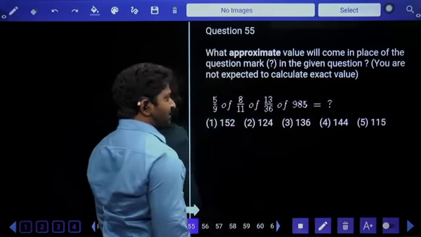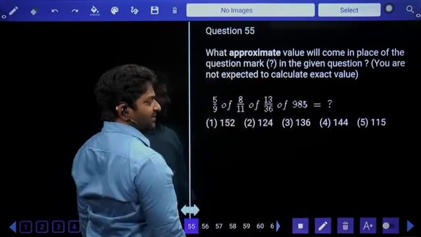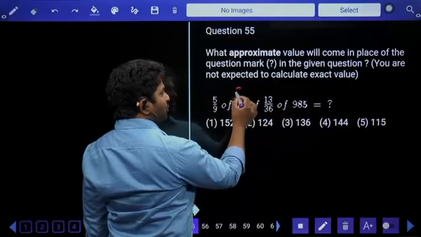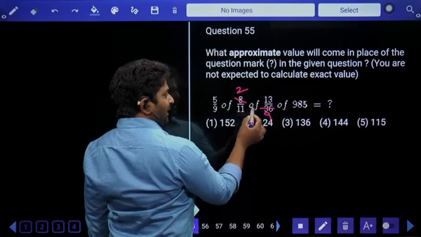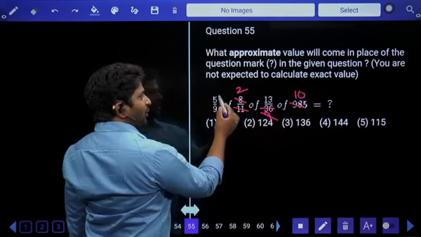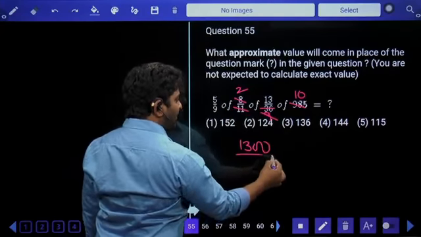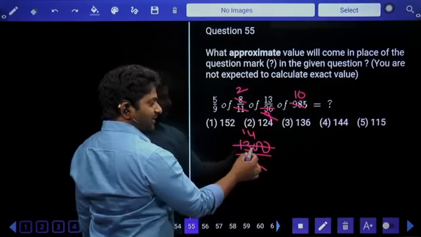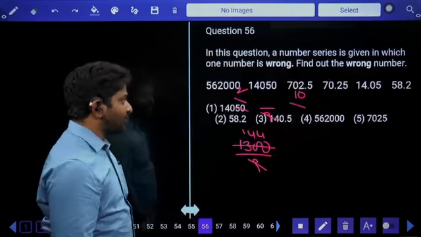Now, when you look at this number, 5 by 9 of 8 by 11 of 13 by 36 of 985. Now, 4 2 times here, 4 9 times here. 11 into 9, 99, approximately 10 times we have. 2 into 5, 10, 10 into 10, 100 into 13, that is 1300 divided by 9. 9 once 9, 40 we have. 9 4 times, again 40 we have, again 4 times. 144, which is our fourth option.